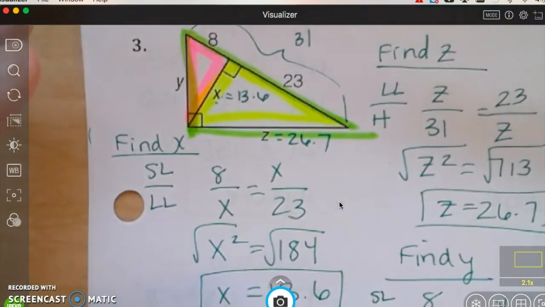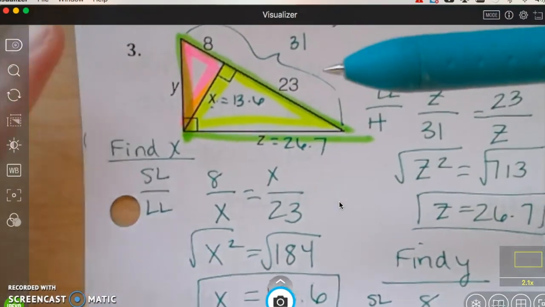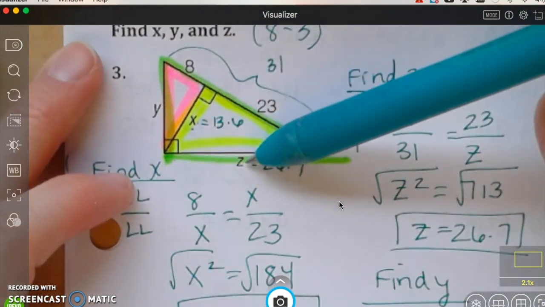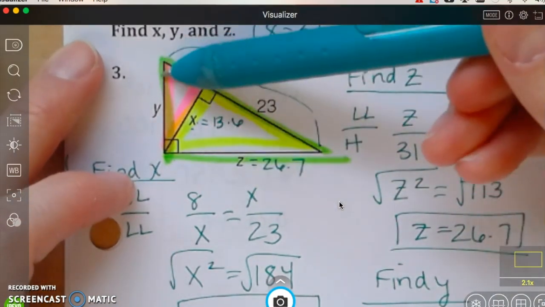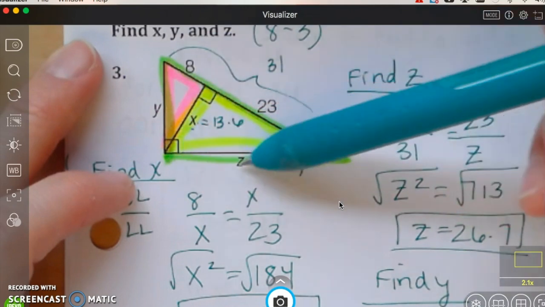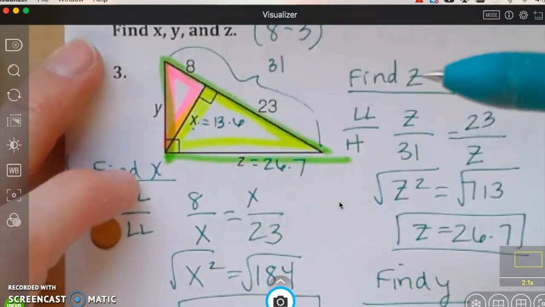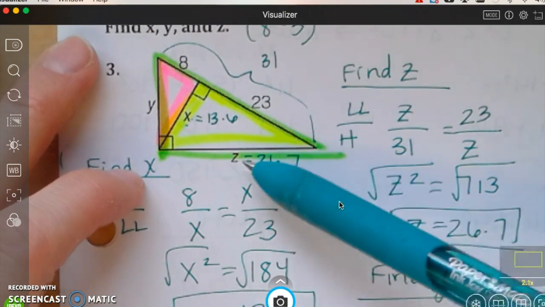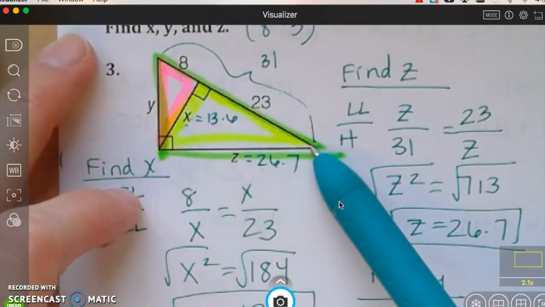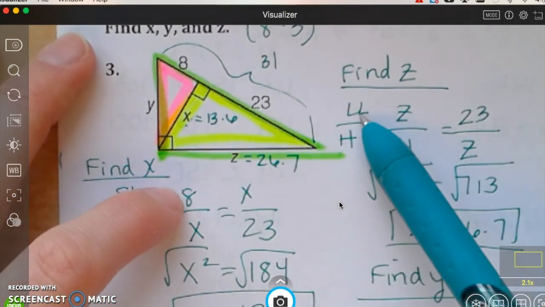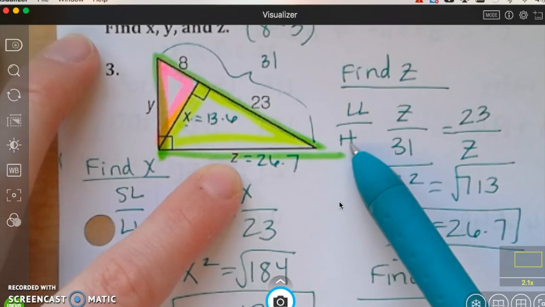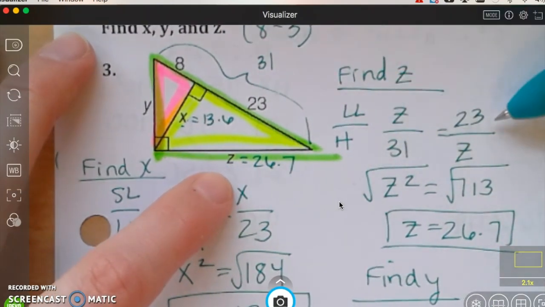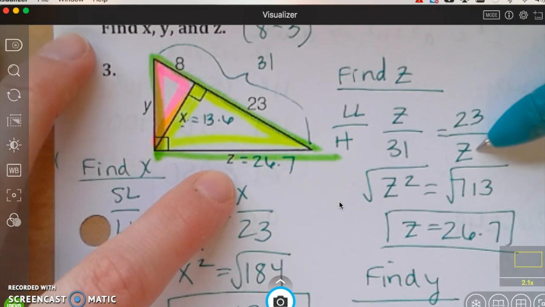Next, I can either choose to focus on y or z. I just picked z. When I think about what two triangles use z in it, I think about the big green triangle, and I also think about the smaller yellow one. When I focus on the yellow one, I've been given 23 and I'm looking for z. So 23, if I look at that yellow triangle, would be my long leg. Z would be my hypotenuse. So that's going to be the ratio that I use to set this up. Long leg is 23, hypotenuse is z.